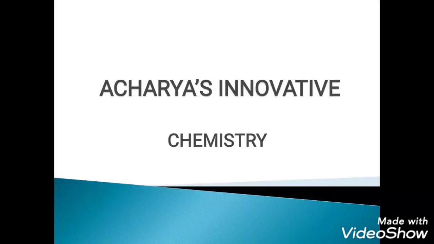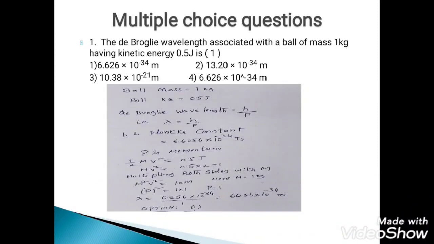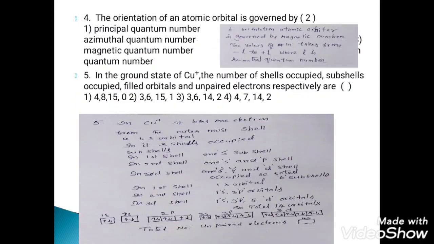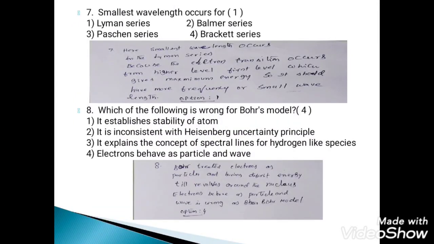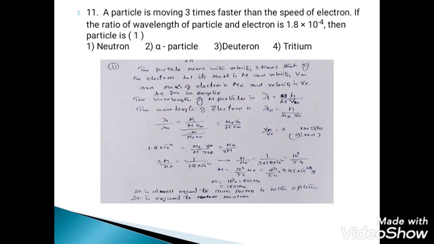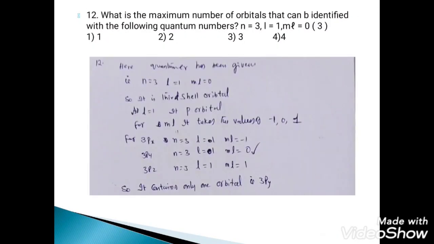Hello, my dear students. I am continuing the questions in the atomic structure of chemistry. 12th question: what is the maximum number of orbitals that can be identified with the following quantum numbers? N is equal to 3, L is equal to 1, and Ml is equal to 0.